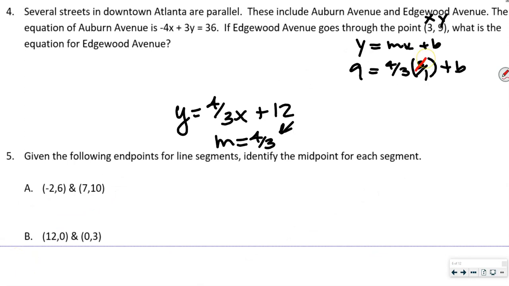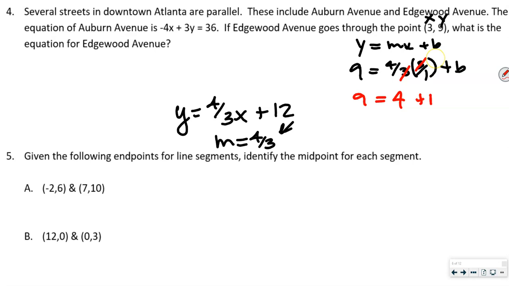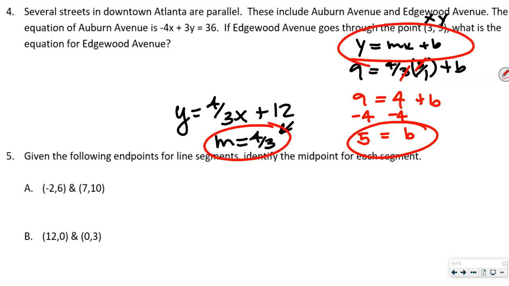Don't these 3's, on the numerator and the denominator, cancel out? So we're just left with 4 over here, right? Equals 9 plus b. How do we get rid of the 4? We subtract 4 from both sides. So b is equal to 5, okay? So now we plug back in this b with that m into our equation y equals mx plus b.